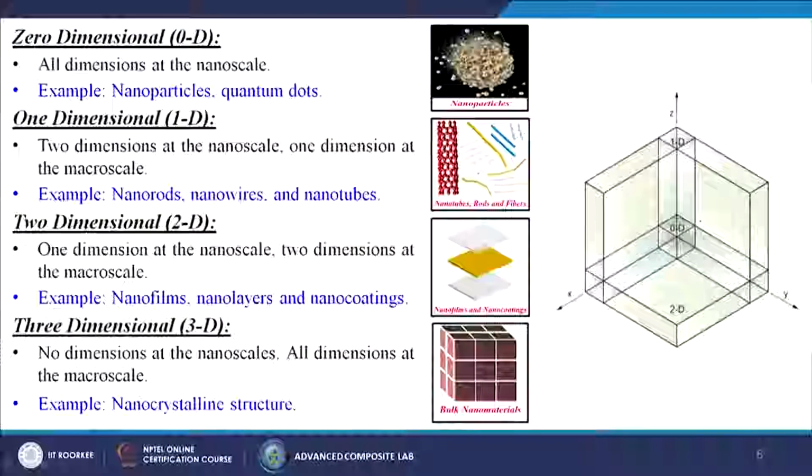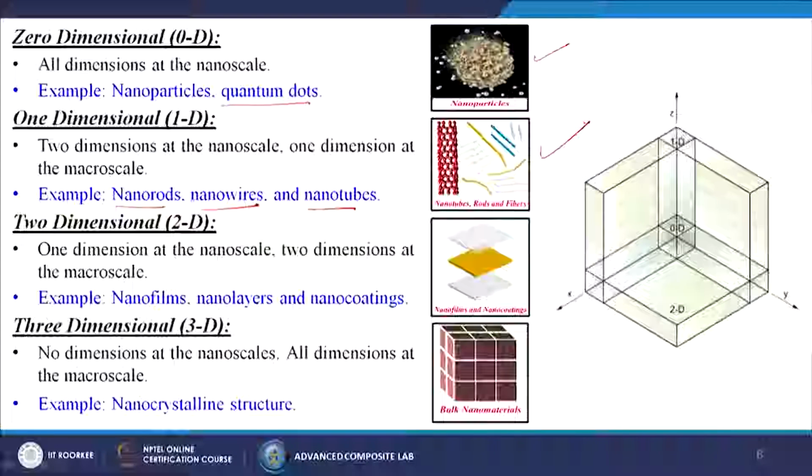So, 0D. This small confinement, all the dimensions are in the nanoscale. So, x, y, z values are in the nanoscale. Examples are nanoparticles or quantum dots. When you are talking about 1 dimensional, 1D, in this case 2 dimensions are at the nanoscale, either x or y, or y or z, or x or z. So, in this case x and y are in the nanoscale and the z dimension is in the macro scale. So, nanorods, nanowires and nanotubes.